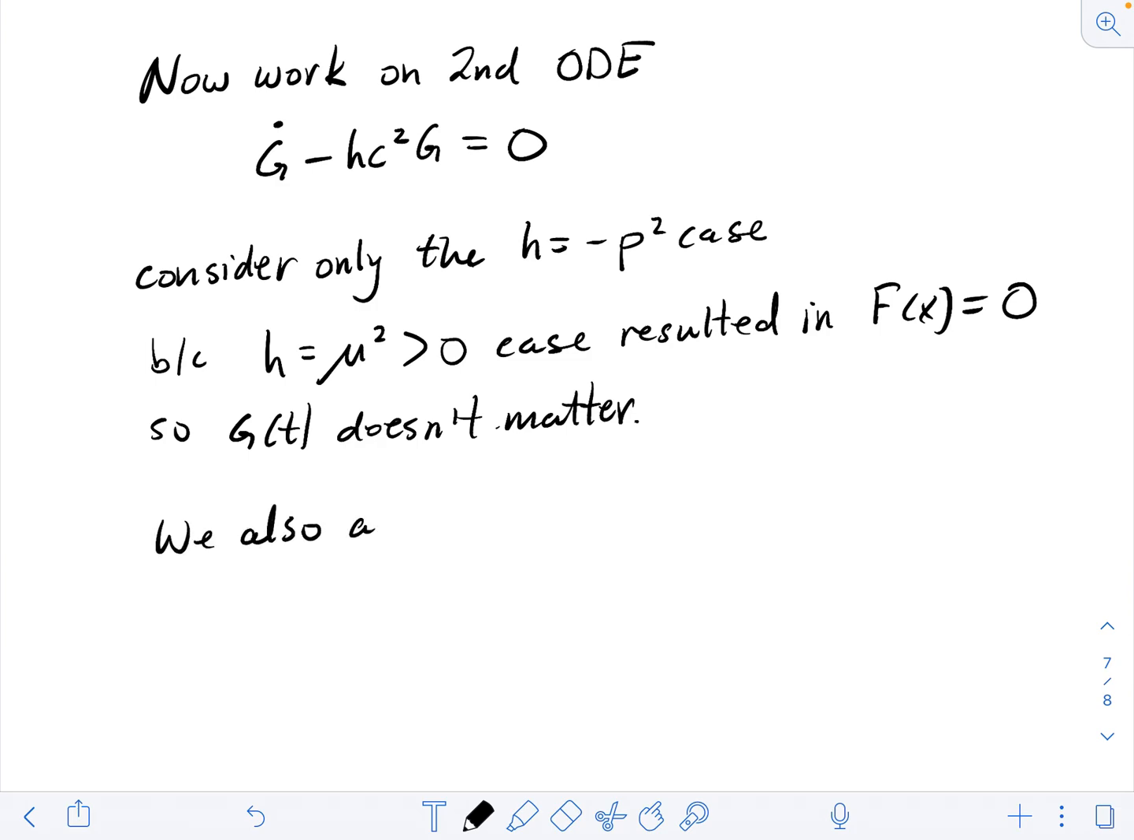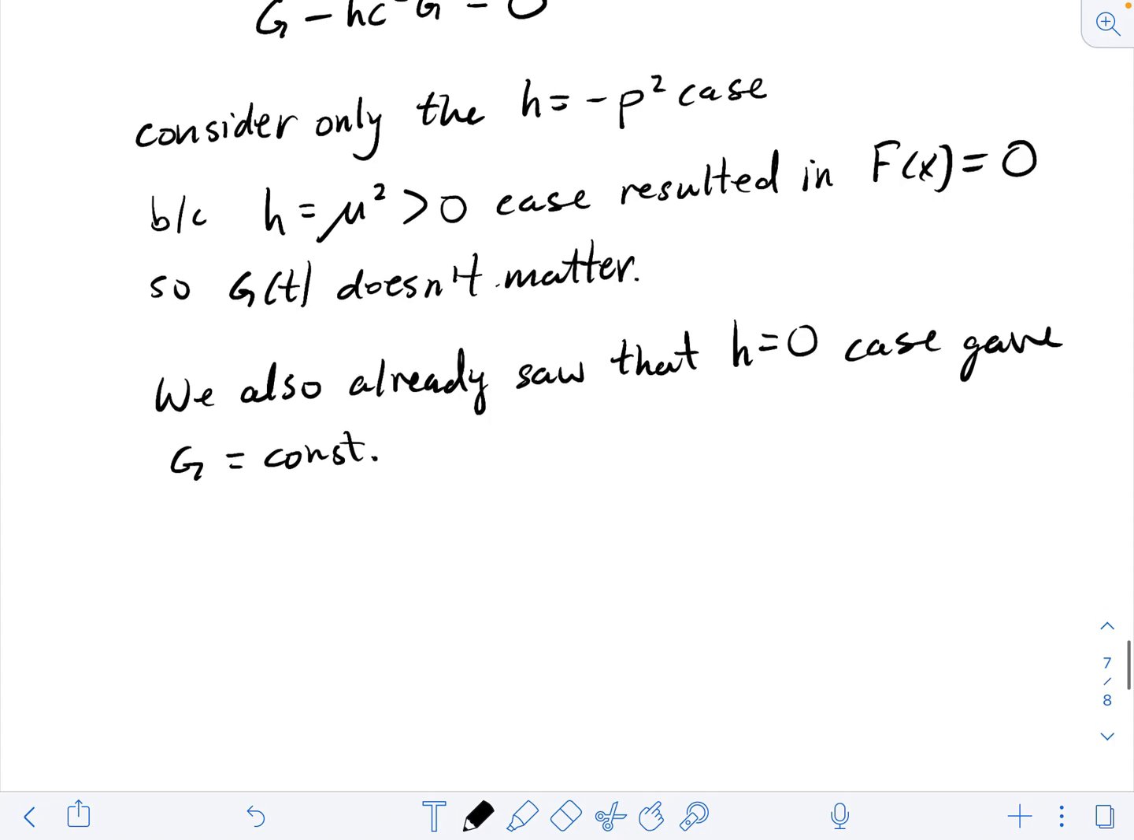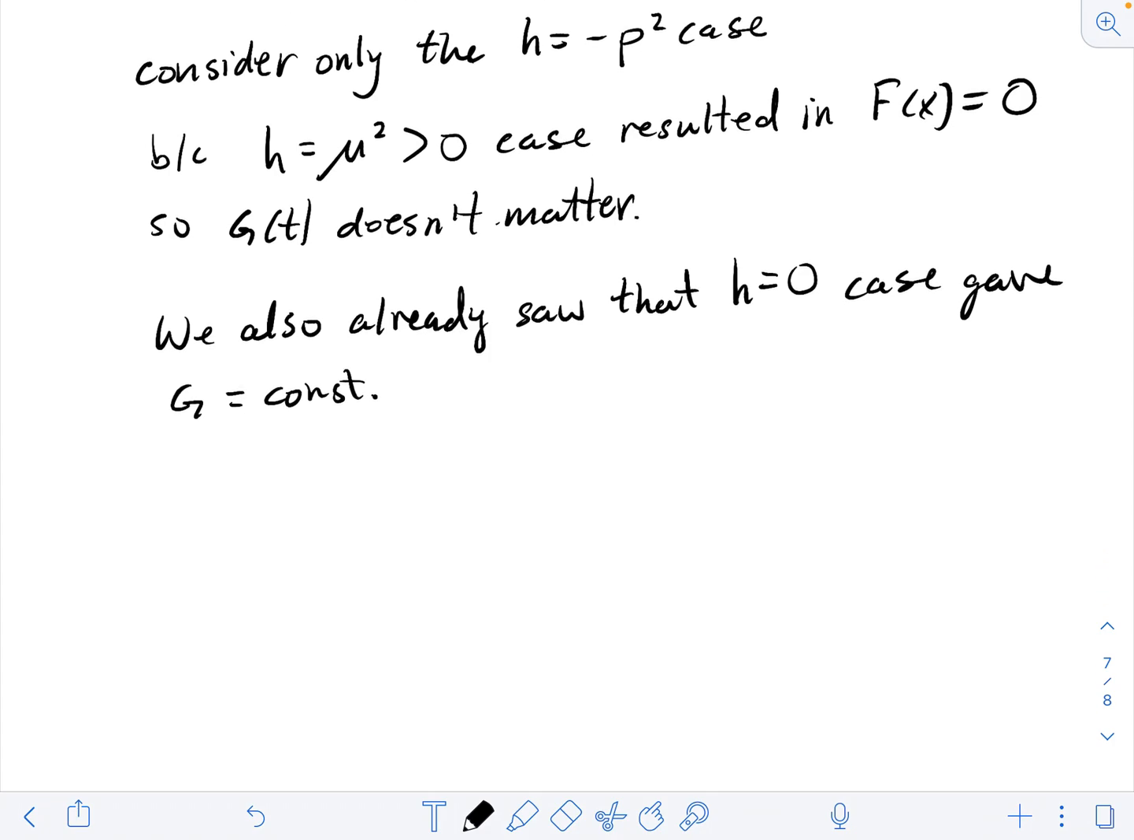We also already saw that the h equals 0 case gave g equal to a constant. We made use of that fact already, so in a way we've already thought about that case. So all that's left is h negative, h is minus p squared.